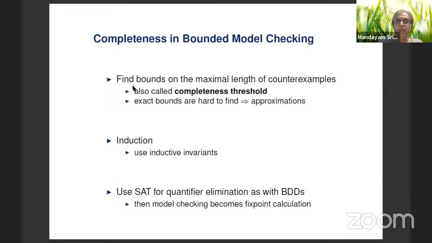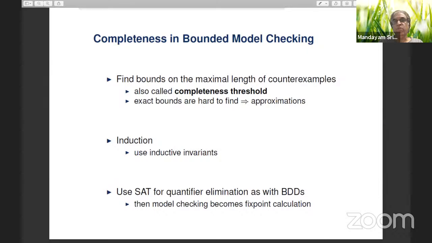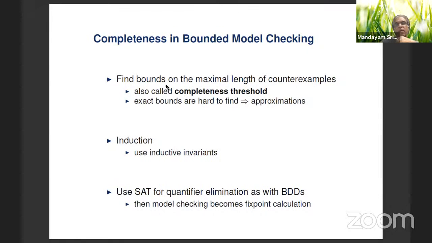So without using quantifier elimination, how can you do things? One approach, and this was the early approach, was actually done by the same person, Armin Biere, who is credited with inventing this method of using SAT, this bounded model checking. It is to find bounds on the maximal length of counterexamples. These are called completeness thresholds.